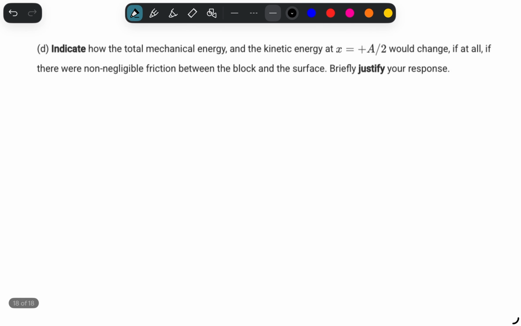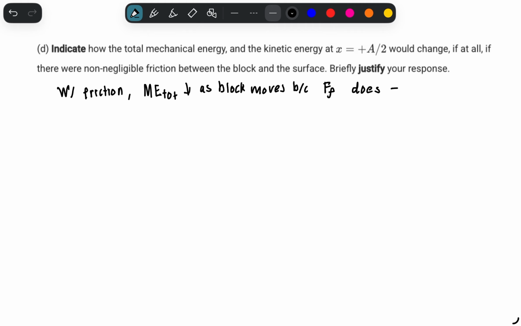Indicate how the total mechanical energy and the kinetic energy at x is equal to amplitude over 2 would change, if at all, if there was a non-negligible friction between the block and the surface. Briefly justify your answer. Now, with friction, mechanical energy total is going to decrease as the block moves, because we know that the force of friction does negative work.